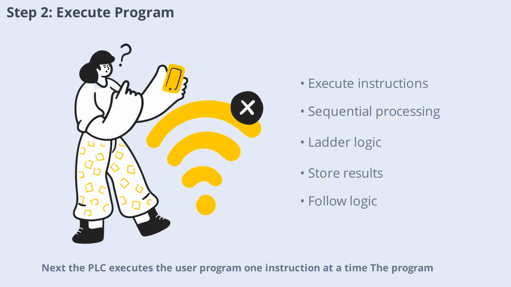Next, the PLC executes the user program one instruction at a time. The program, often written in ladder logic, is processed sequentially from top to bottom and left to right. The PLC stores the results of each instruction for use in the final step. This methodical execution ensures that the PLC follows the intended logic, making decisions based on the current input states.